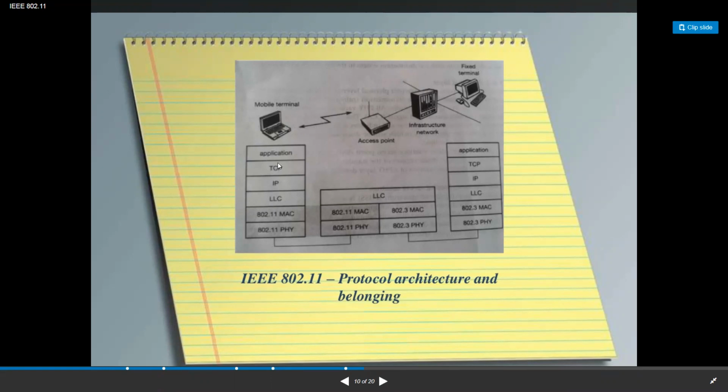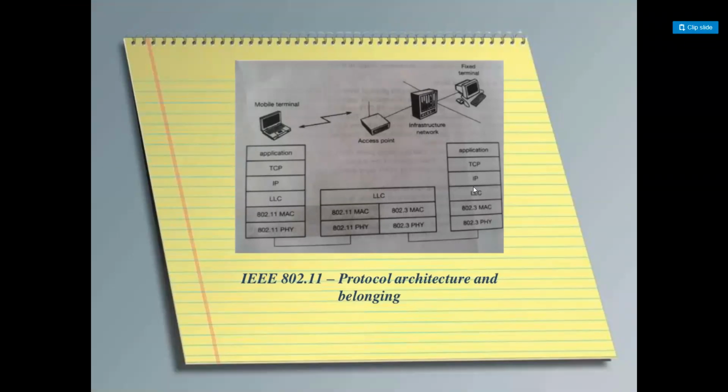Here, what are the protocols? Here 802.11 protocol, MAC protocol, LLC control, and IP, Internet Protocol, and TCP protocol. This is the IEEE 802.11 protocol architecture. This diagram represents how a wireless device and how a wired device is connected. The left side one is the mobile terminal and the right side one is the desktop system. In between those, we have intermediate systems.